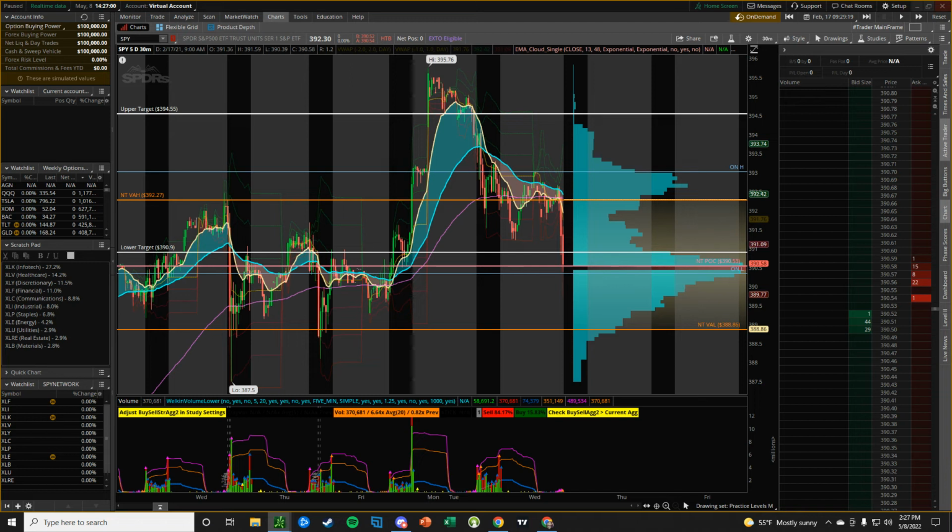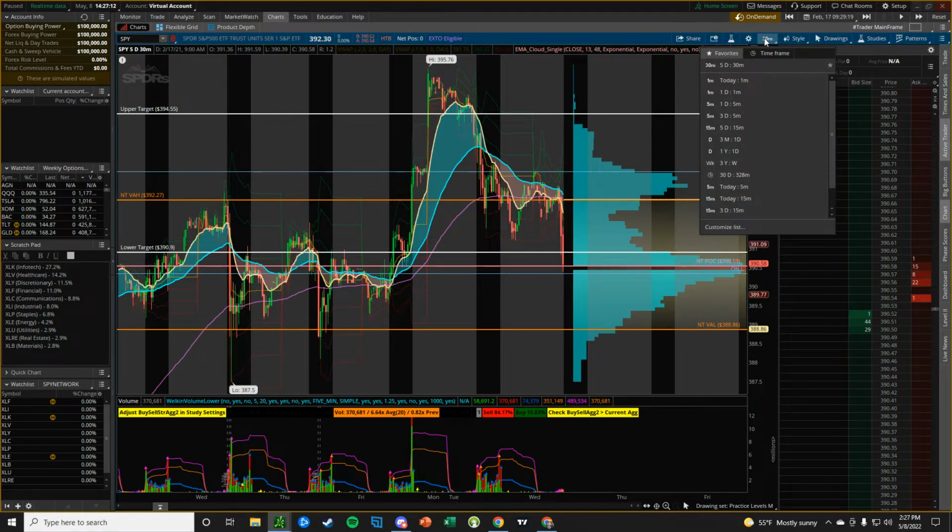Practice levels, and setting up, making sure our levels on our chart to the right are all correct and accurate. And just so you guys can see what I'm seeing, I will show you that chart before we get going real quick.